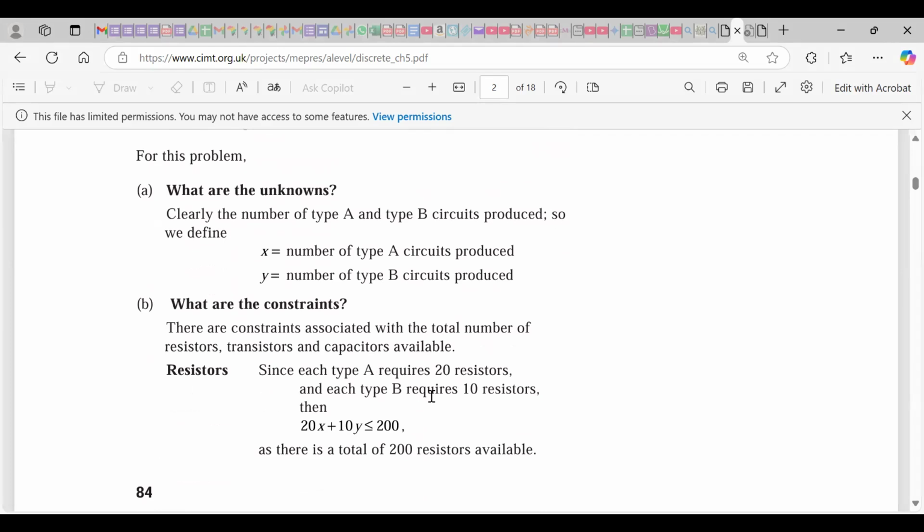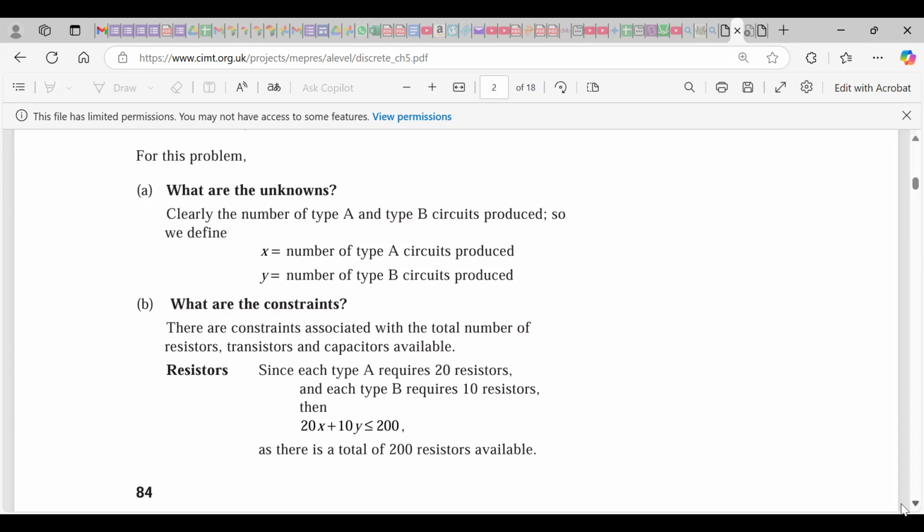So you need 20 resistors for type A and 10 resistors for type B. So in total, all the resistors will be 20X plus 10Y. That must not exceed 200 because you only have 200 resistors. So this expression here, 20X plus 10Y, must be less than or equal to 200. That's your first constraint.